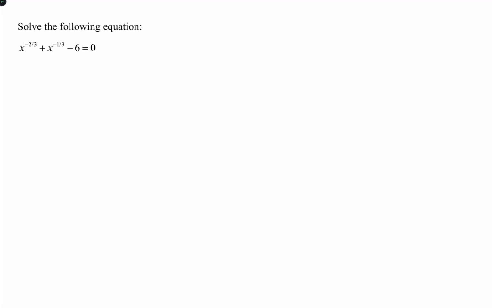Solve the following equation. x to the negative 2/3 plus x to the negative 1/3 minus 6 equals 0. Well, noticing here that this has three terms in it, but it's not quite a quadratic.